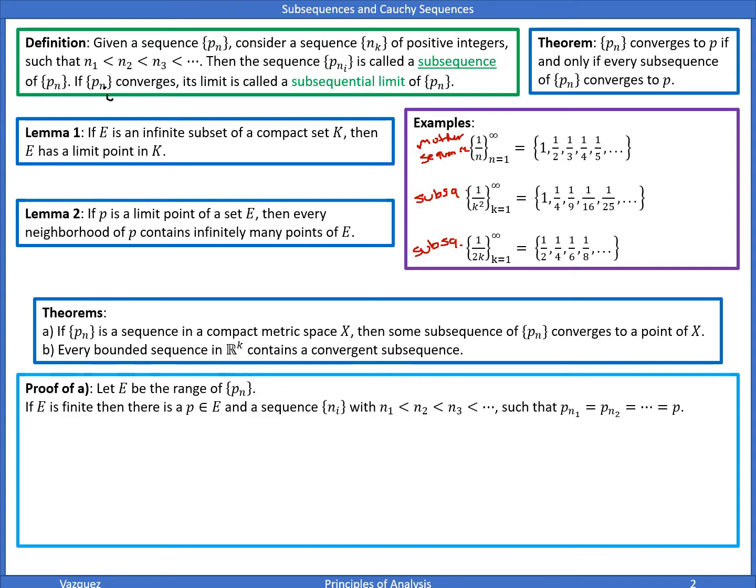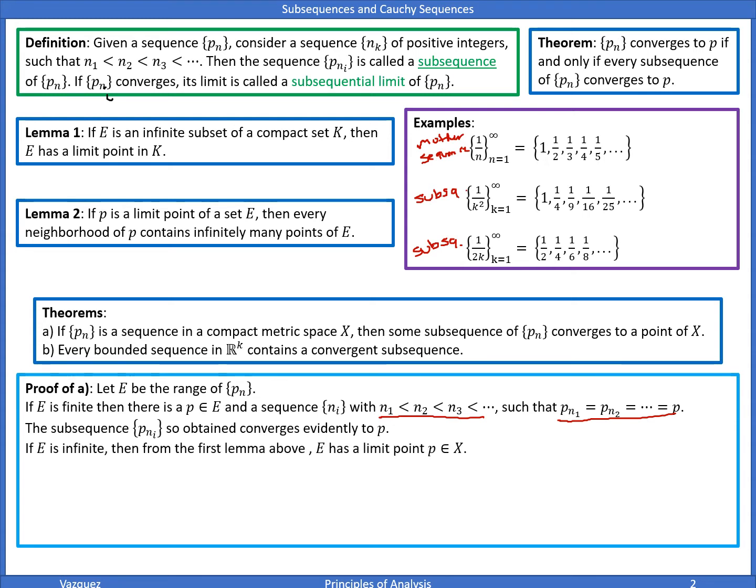Well, if E is finite, then there's a P in E and a sequence n sub i, where we order all the n's as shown here, such that all the terms of the subsequence are equal to each other, and they equal the limit. Right? So that evidently converges to what? To P. So that's kind of the not interesting case.